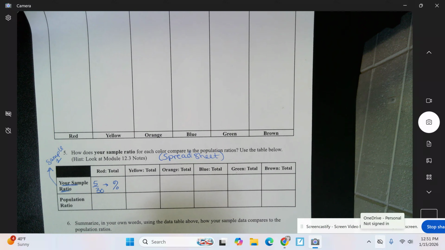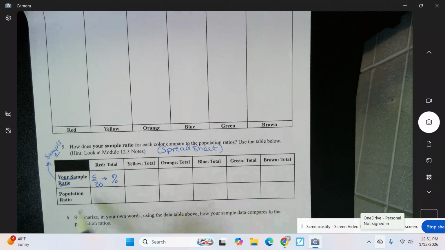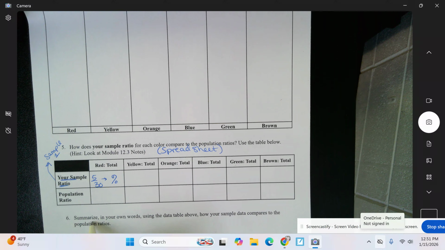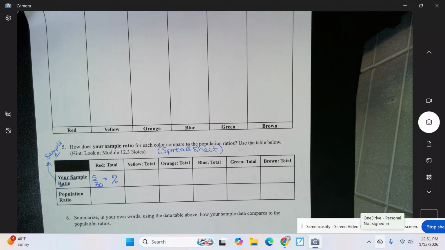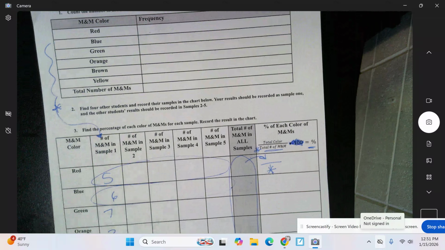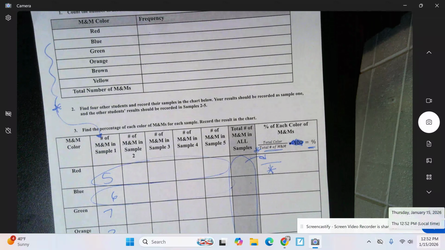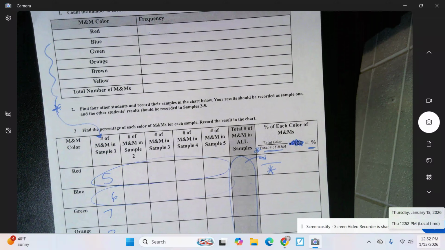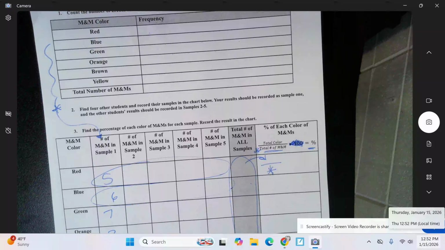And then you just answer this question right here. Does everybody follow? We will see who can do it. Alright, you can go ahead and get started. First thing you're going to do is count and tally your M&Ms. Then put it into the spreadsheet so that everybody can have that data, okay?